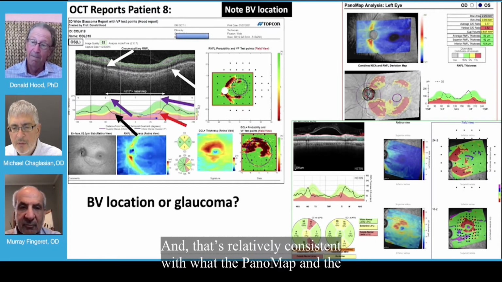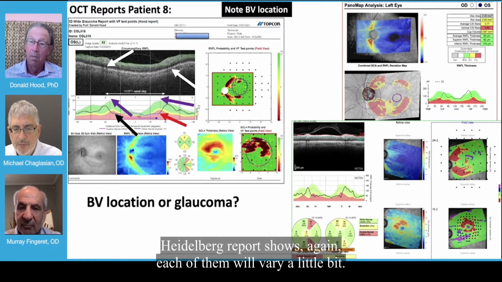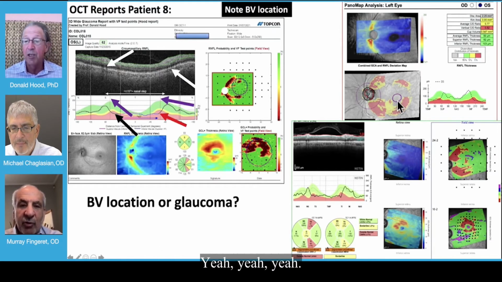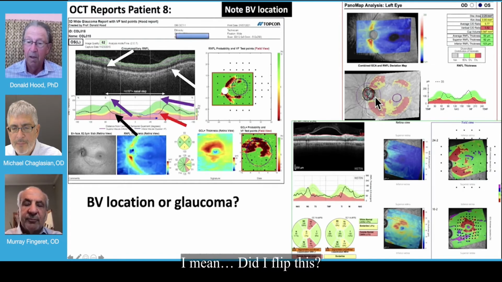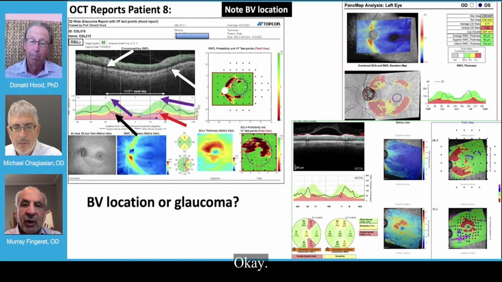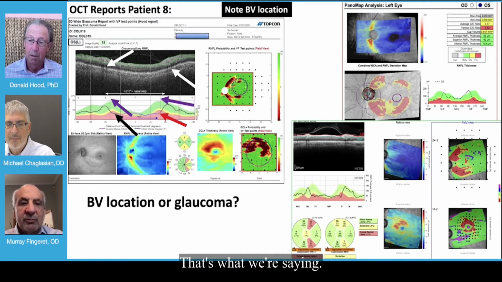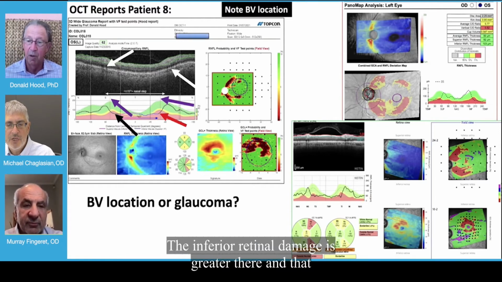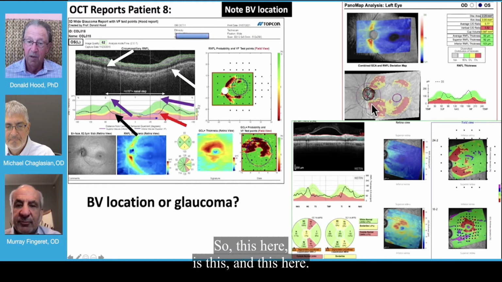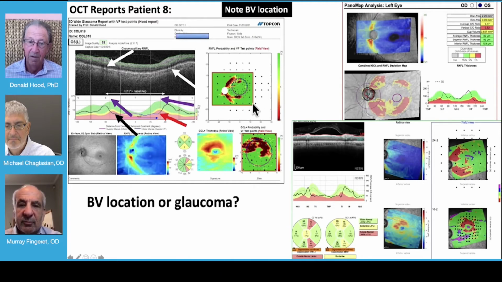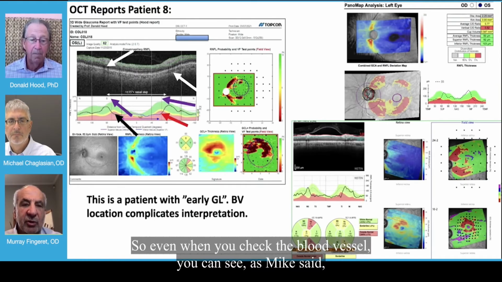Yes, and that's relatively consistent with what the Pano map and the Heidelberg report shows. Again, each of them will vary a little bit. You can see the similarity in general, right? I mean, did I flip this? Oh, I didn't flip that one. Okay. Yeah, you've got to do the flipping in your head for that. But right, that's what we're saying. The inferior retinal damage is greater there, and that should match up with the field. So this here is this and this here. So even when you shift the blood vessel, you can see, as Mike said, the arcuate loss.